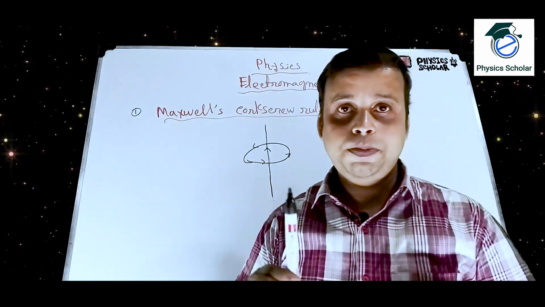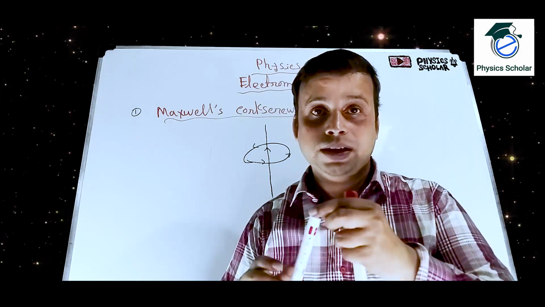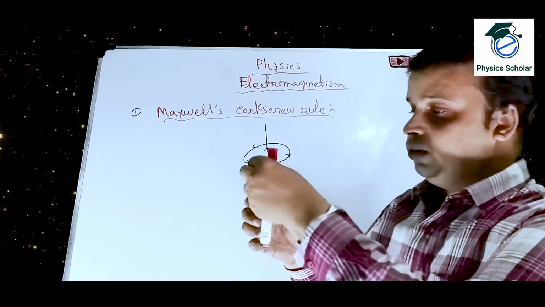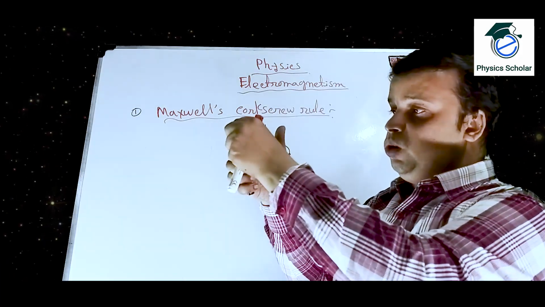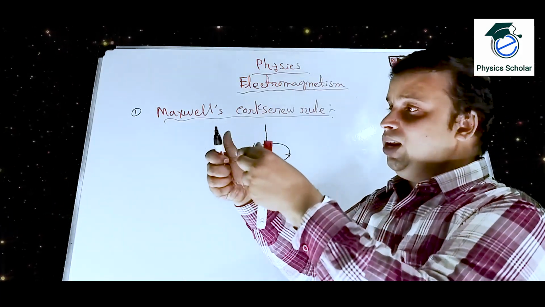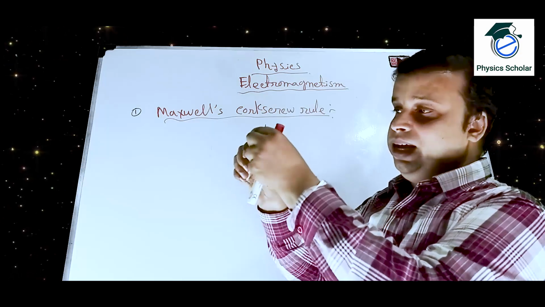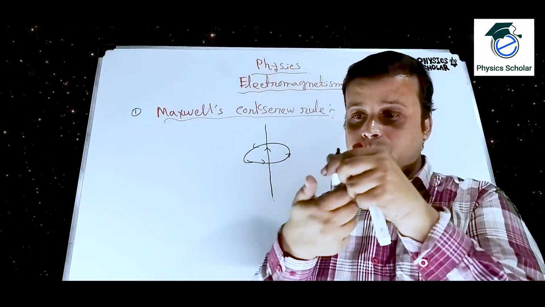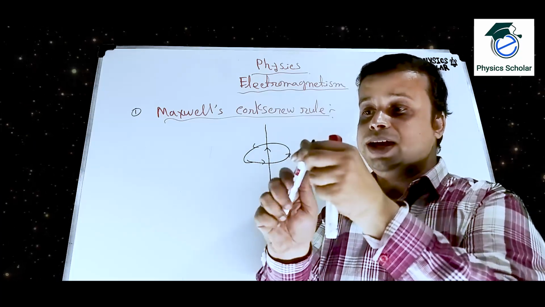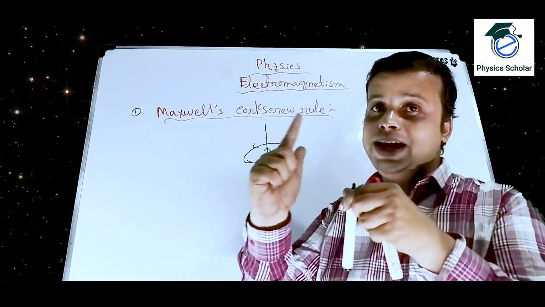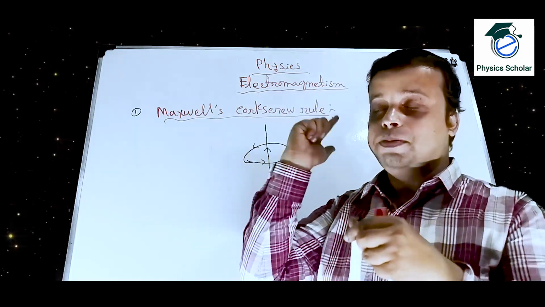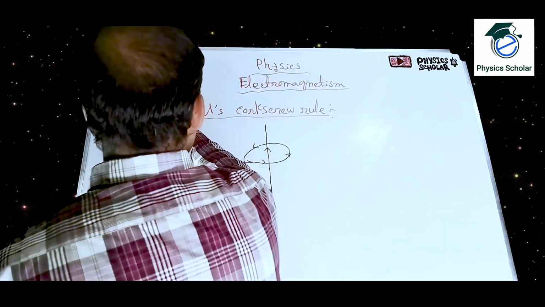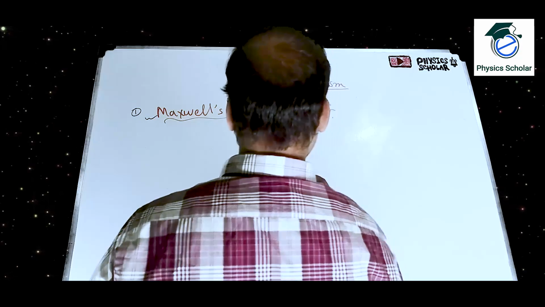Clear? So if we have a screw, right turn screw, which will work on right turns, and if we hold the screw with the 4 fingers as well as the thumb will be in straight, then what? Then the movement, if we are just doing like this, then the movement of the thumb will imply the direction of the magnetic line of force. Clear? So that is Maxwell corkscrew rule.